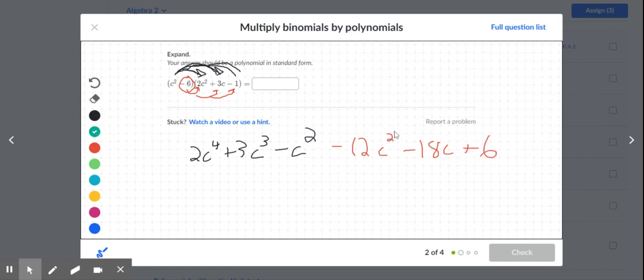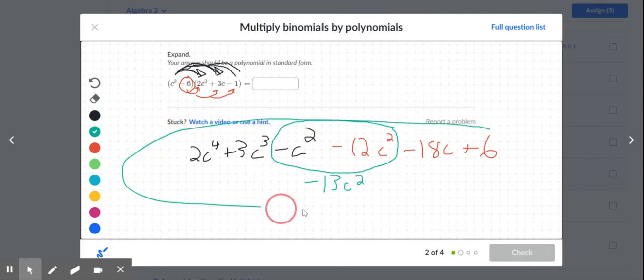Then I'm going to look to combine any like terms, which there are right here in the middle. That will turn into negative 13c squared. And then I should write it in standard form, which it already is after I combine the two in the middle. And that's all for multiplying binomials.